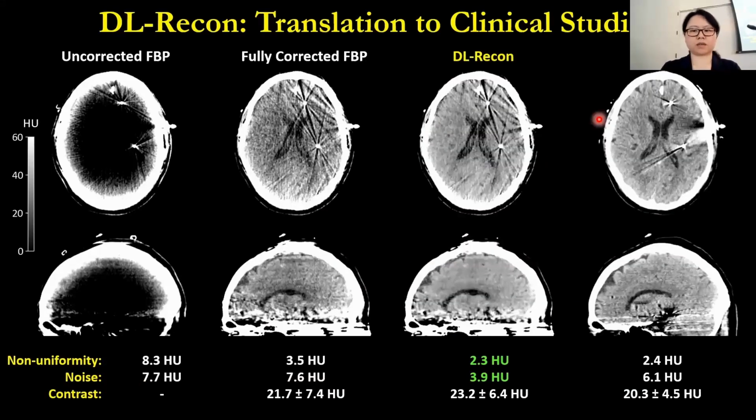Again, we see that the DL-Recon was able to provide an image with improved uniformity and noise compared to the fully corrected FBP, even in the presence of electrodes, which we don't have in the training data.